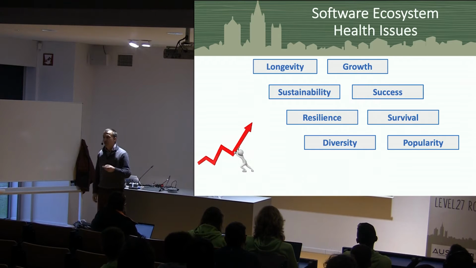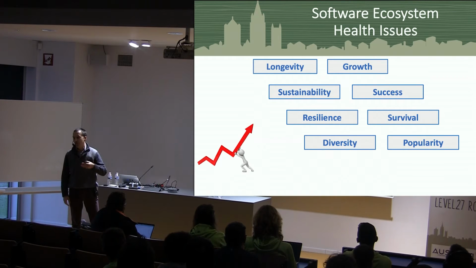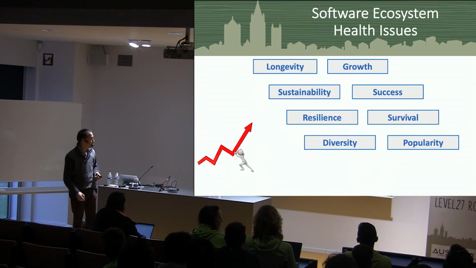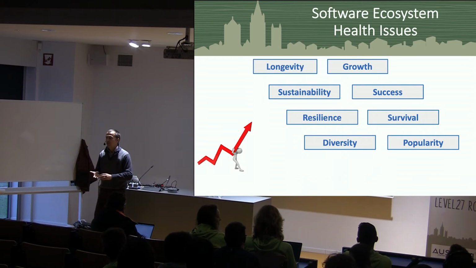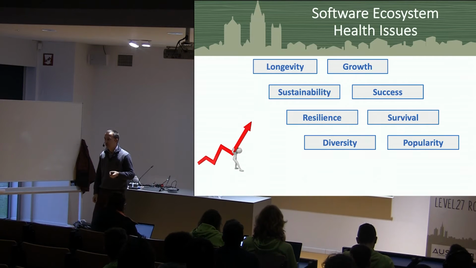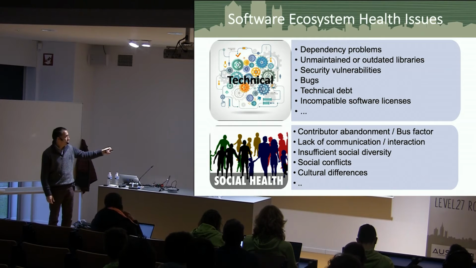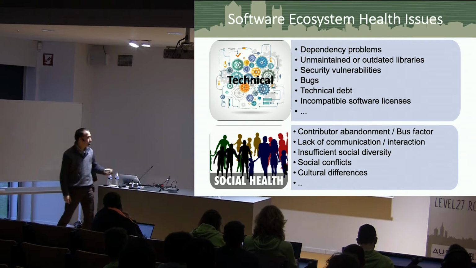Now, what are the problems? Why are software ecosystems unhealthy? So here, this depends on the particular dimension you're focusing on. You could have problems with the health because of social problems within your community, because of technical problems, because of legal problems. Think about software licensing, business, organizational problems. So here I just focus on two of these dimensions, the technical and the social ones.